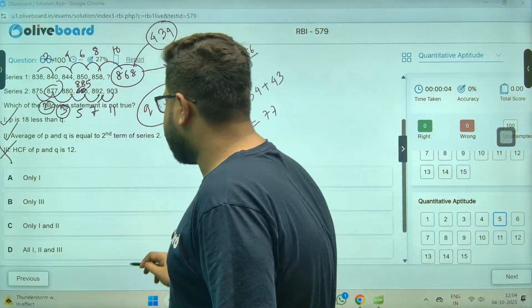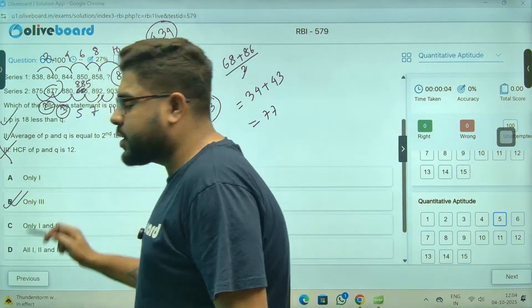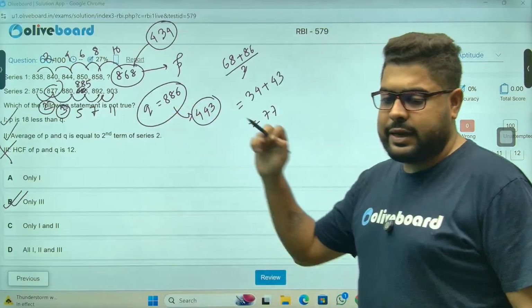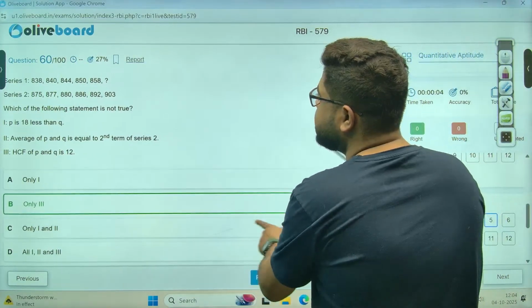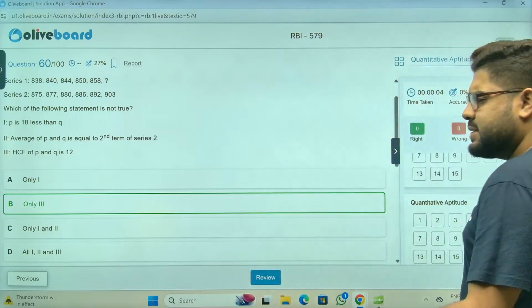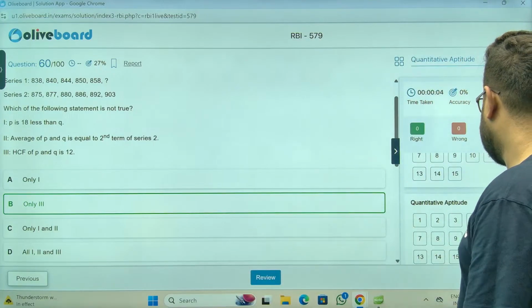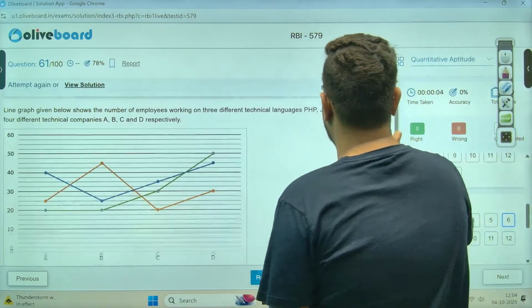So which one is not correct? Option B, only 3 is not correct. 1 and 2 are correct, 3 is not correct. So you can answer from there. Option number 3 is the answer. Clear, everyone? Simple. This was a very simple question.